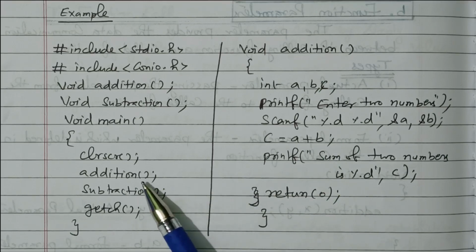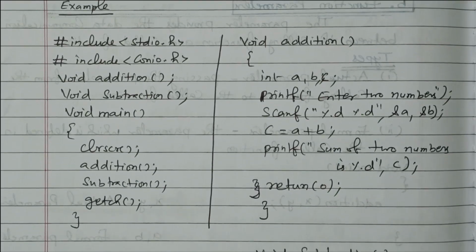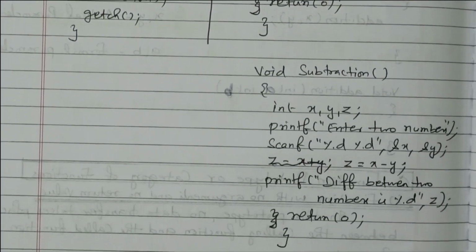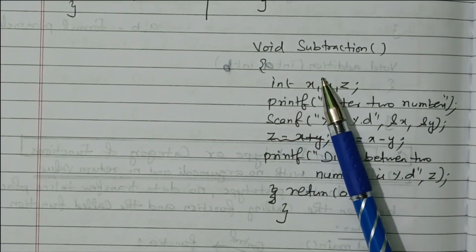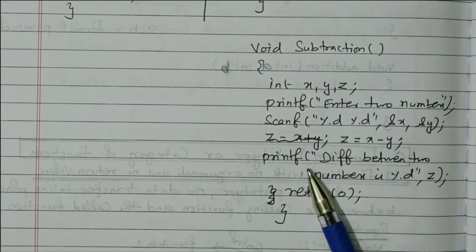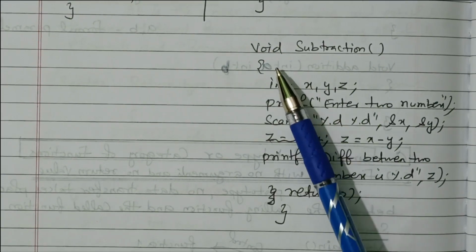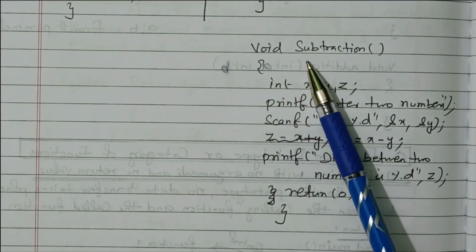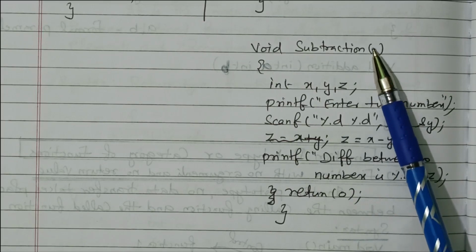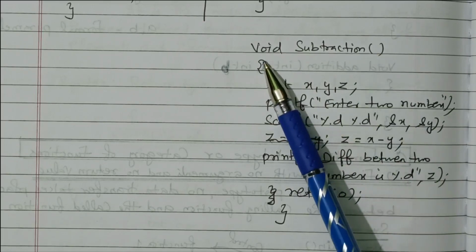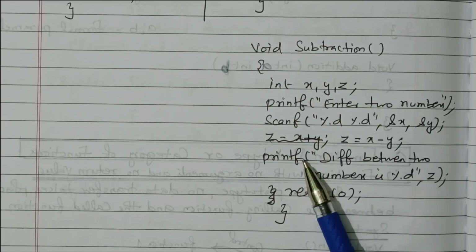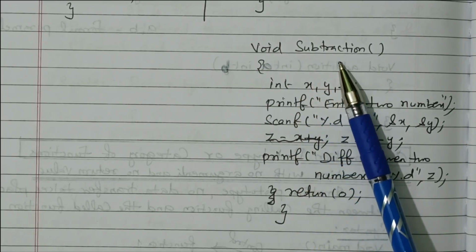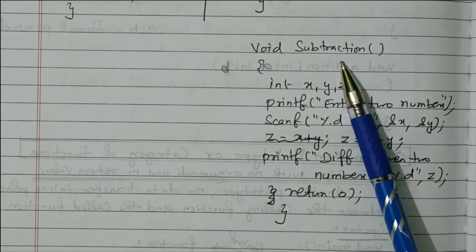Similarly, after addition, we are calling subtraction. Now the control will transfer to another subprogram, subtraction. So this is the subtraction, and it is very similar. Here we are going to perform the subtraction. There is no return value. The function name is subtraction, and there is no argument. So we open and close the braces, and inside, a set of instructions is available. We are going to subtract two numbers.